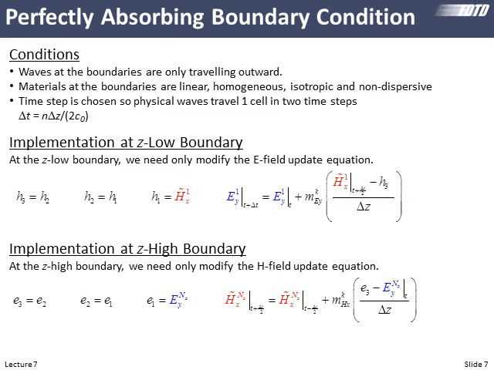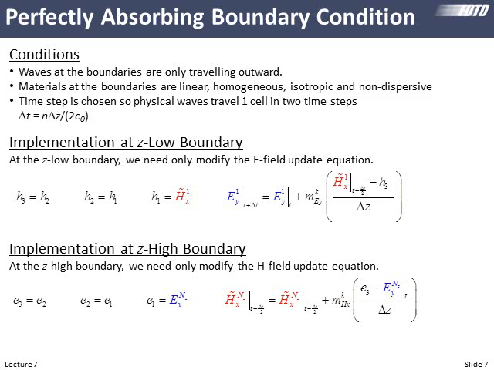Then we talked about this perfect boundary condition or perfect absorbing boundary condition. And the conditions that allow us to do this is that, one, the waves at our boundary are traveling only outward. We don't have to account for waves traveling in 2 directions or bidirectional propagation. Also, the materials at the boundaries have to be linear, homogeneous, isotropic, and non-dispersive. And it has to be the same at either side.